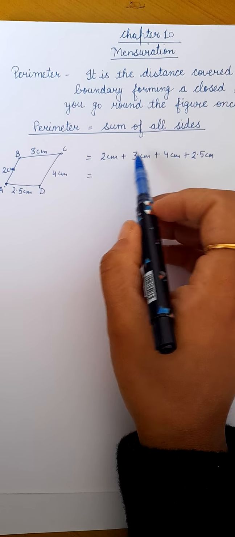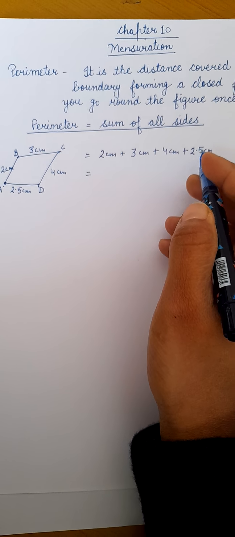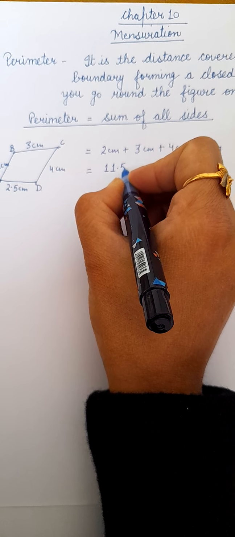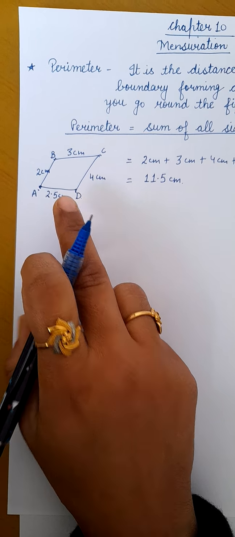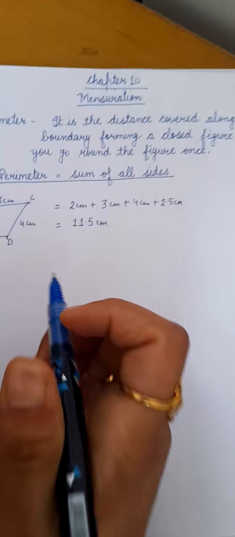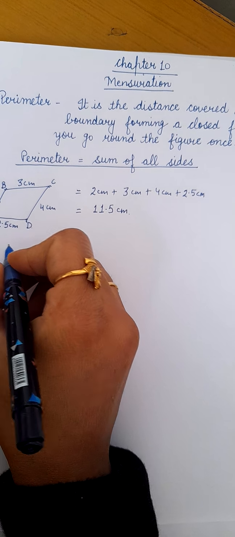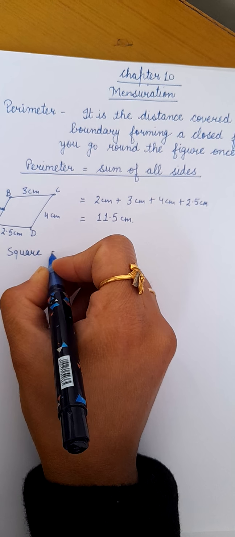So what is the sum? 2 plus 3 is 5, 5 plus 4 is 9, and then 11.5 is the perimeter of this quadrilateral. Like this, you can find out the perimeter of any shape. Let's understand the perimeter of some basic figures. First is your square, for which we will generate the formula.